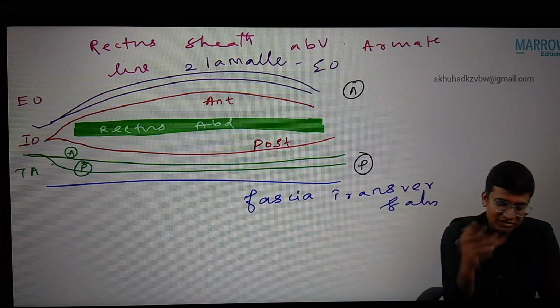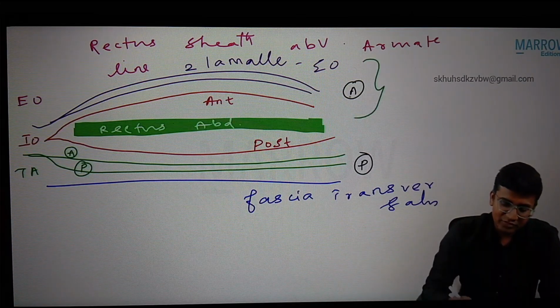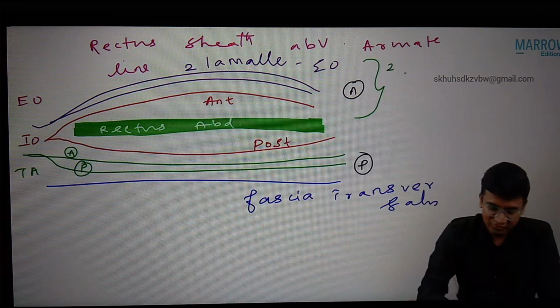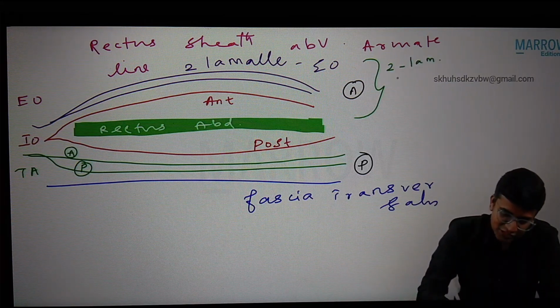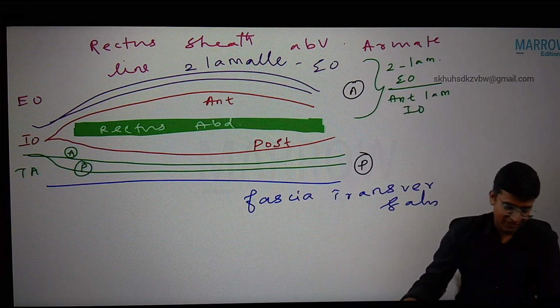So rectus sheath formation above the arcuate line: the anterior wall is formed by two lamellae of external oblique and the anterior lamellae of internal oblique. Yes or no? Very good. Now what about the posterior wall of the rectus sheath?